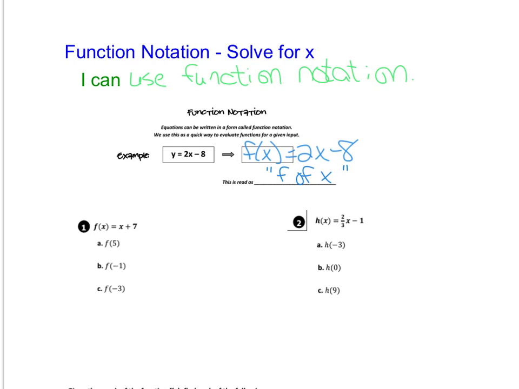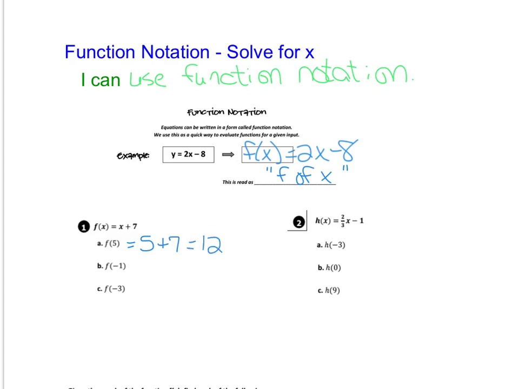Now, let's also review what we did with the replacing today and simplifying. Look at number 1. F of x equals x plus 7, and they want us to find f of 5. When they ask us for that, what have they given us? They have given us x. They have replaced x with 5. So everywhere I see an x, I'm going to write a 5. So f of 5 is 5 plus 7 instead of x plus 7, and f of 5 is 12.